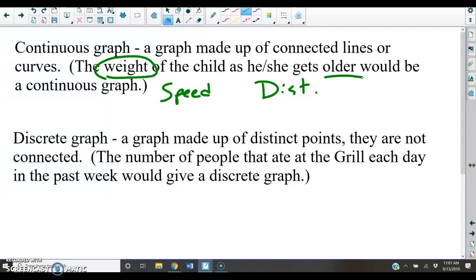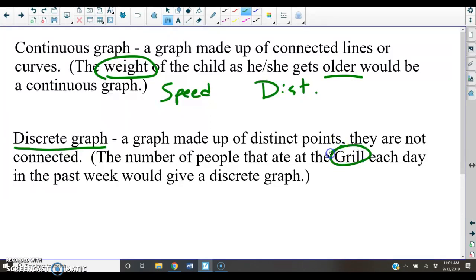You don't suddenly go from 0 to 15. You go from 0 to 1 month, 2 months, year, and so on. So that is continuous. Okay, discrete, on the other hand, is made up of distinct points. They're not connected.